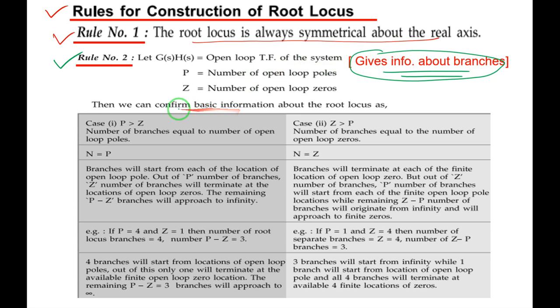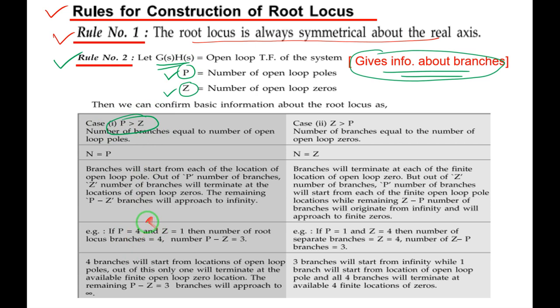Okay. We have the open loop transfer function G(s)H(s). The numerator will give me the zeros, and the denominator will give me the poles. Let me denote the number of open loop poles by capital P and the number of open loop zeros by Z. Okay, I will take one by one. Case 1, where P is greater than Z, right?